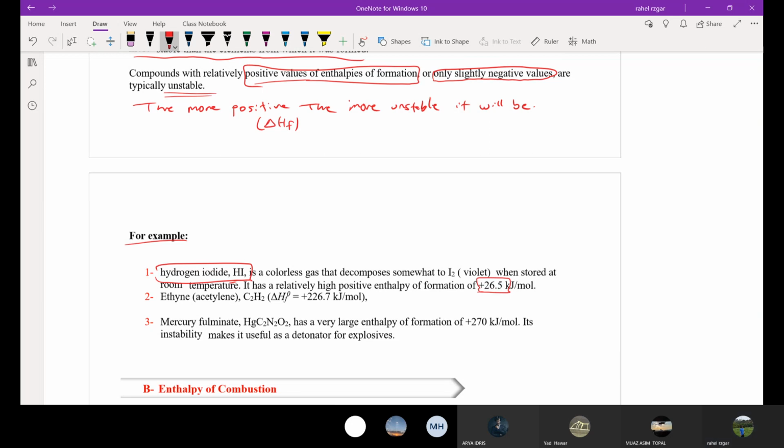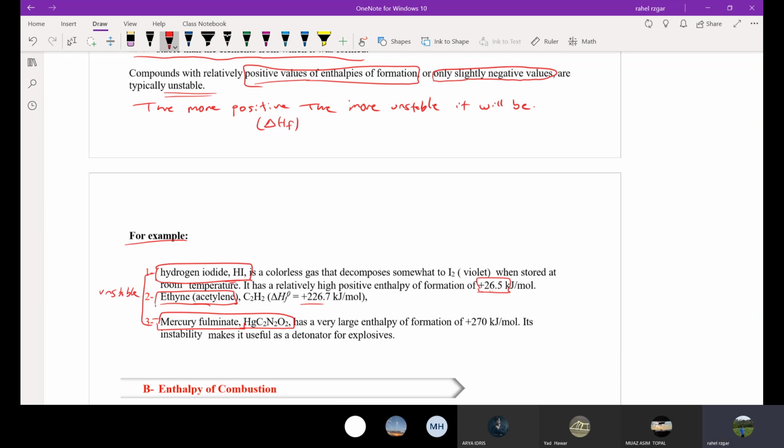Ethane is the same thing. Acetylene. It's unstable. Please memorize these 3. HI is unstable. You don't need to memorize the numbers. Don't memorize the numbers. Just know that hydrogen iodide is unstable, acetylene is unstable, and mercury fulminate is also unstable.